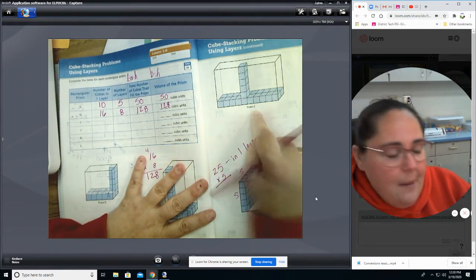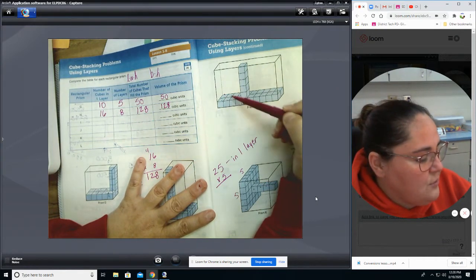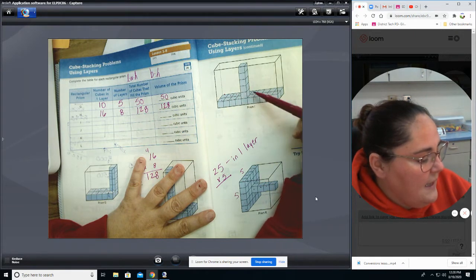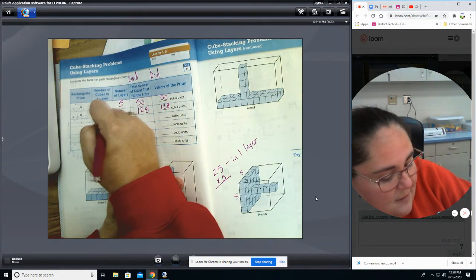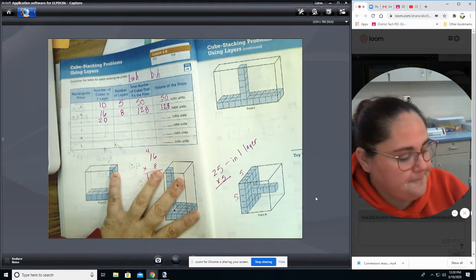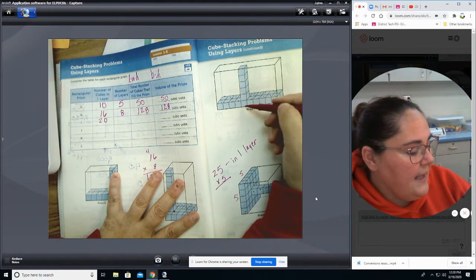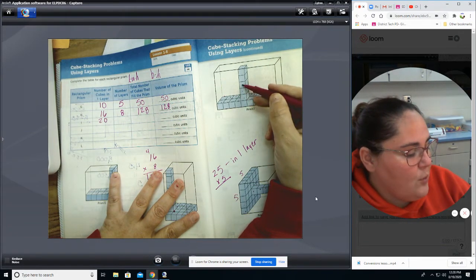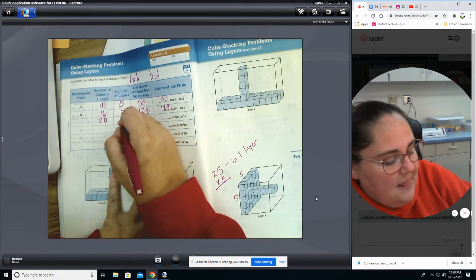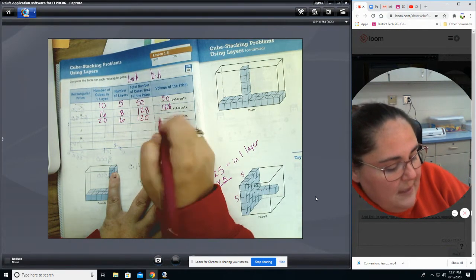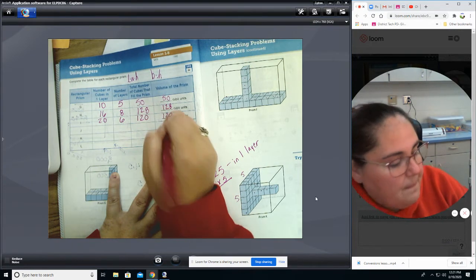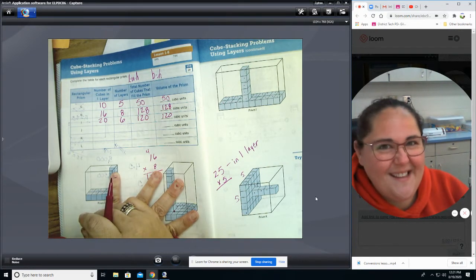So prism I, my base layer, I have 1, 2, 3, 4, 5, 6, 7, 8, 9, 10, 11, 12, 13, 14, 15, 16, 17, 18, 19, 20. I have 20 cubes on my base layer. And I have 1, 2, 3, 4, 5, 6 layers. So 6 times 20 is 120. I hope you got that right.